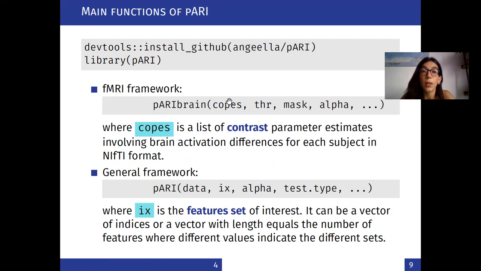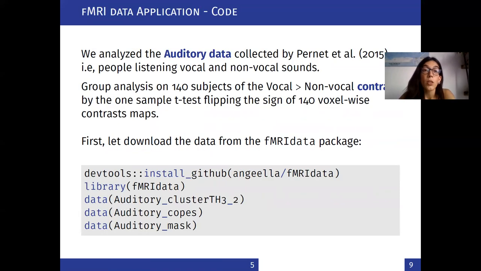In the first case, we need the object copes, that is a list of contrast parameter estimates involving brain activation difference for each subject in NIfTI format. We need the threshold that constructs the clusters, or the cluster map, the brain mask, and the alpha level. And for the general framework, we need the data matrix with dimension observations times variables, the feature set of interest, so the set of hypotheses, the alpha level, and the type of test that we want to perform. So for example, using the auditory data that you can find in the fMRIdata package.